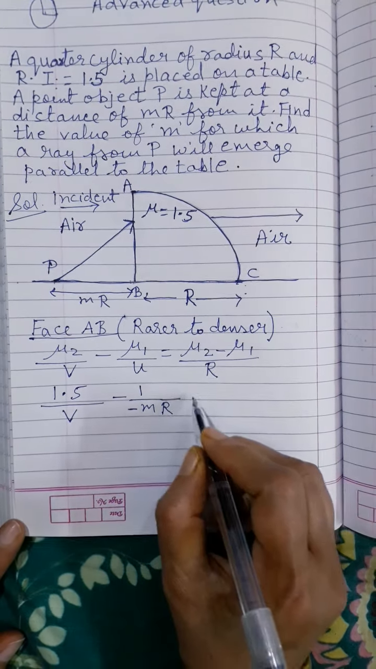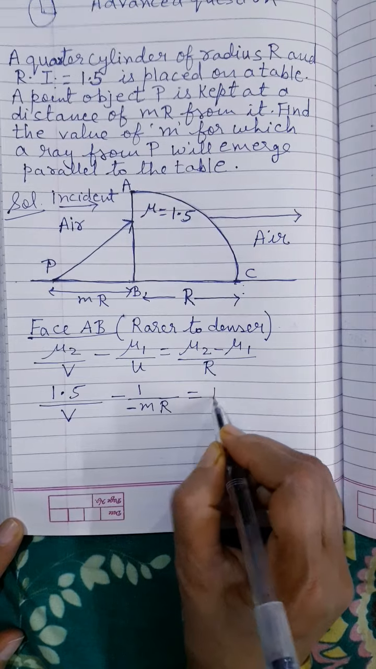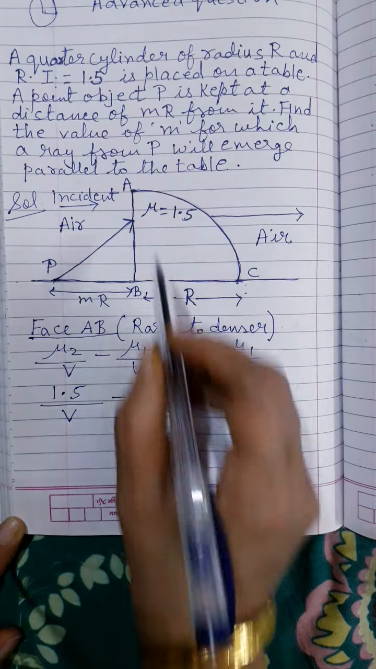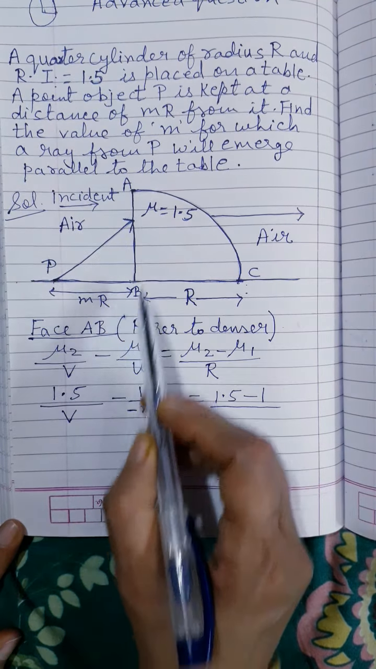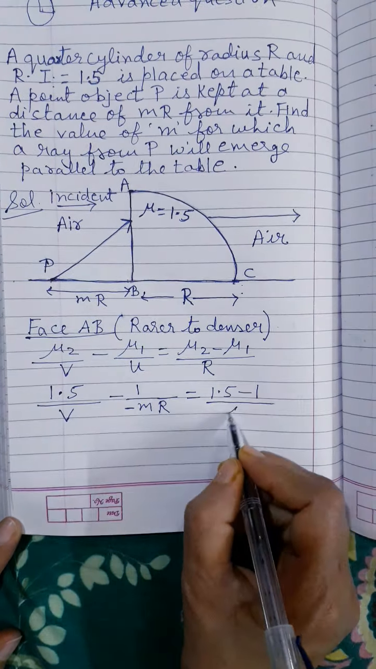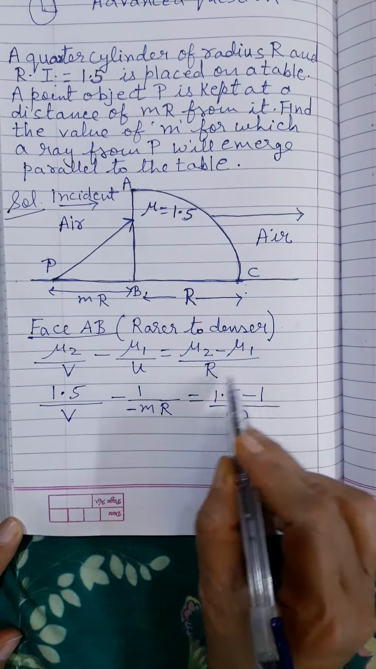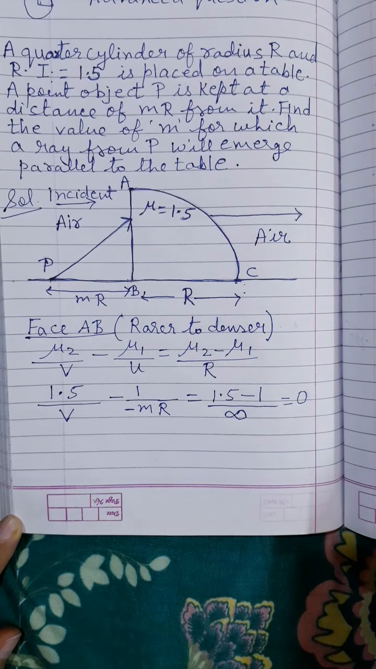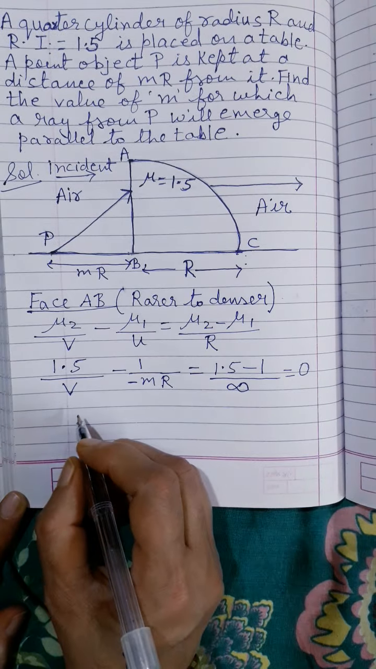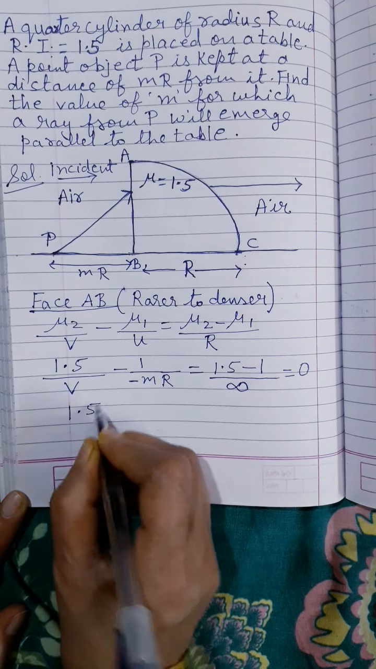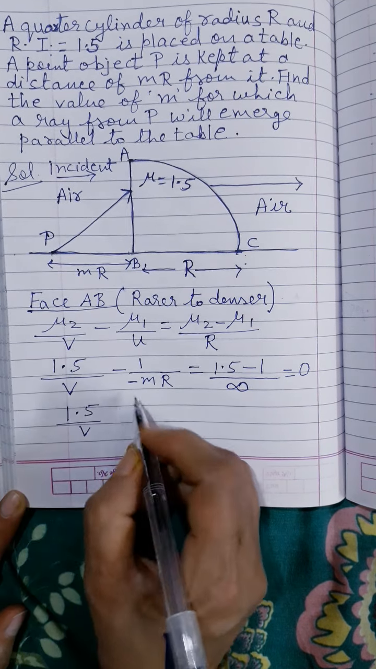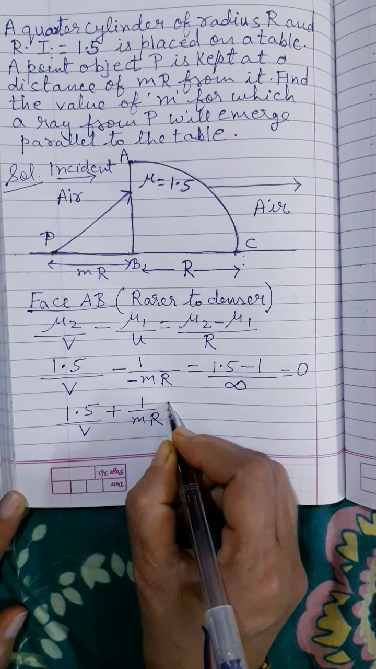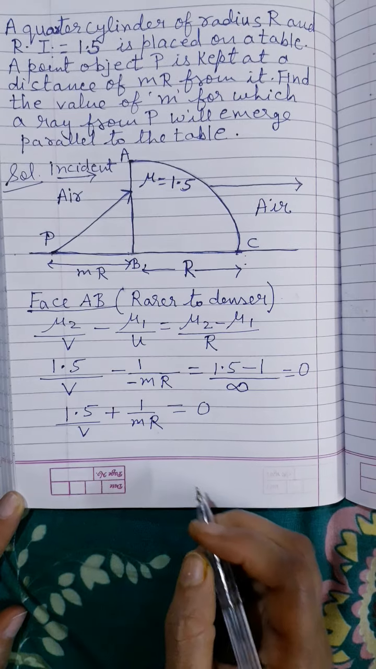So this equals to mu2 minus mu1, 1.5 minus 1. Now let us come to the radius of curvature of this surface AB. Because it is a plane surface, for a plane surface radius of curvature is infinity, and any number divided by infinity is 0. So this can be written as equal to 0. So हमारे पास क्या आ जाएगा, 1.5 upon V, negative into negative will become positive, upon 1 plus 1 upon mr equals to 0.